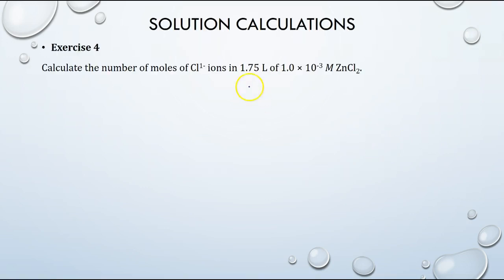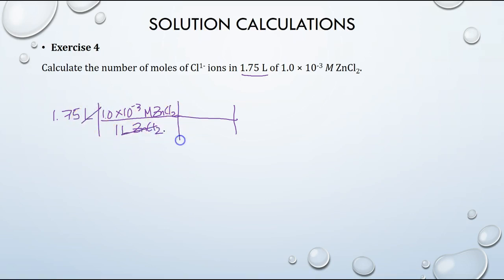So calculate the number of moles of Cl1 minus ions in 1.75 liters of 1 times 10 to the third molar ZnCl2. So where are we starting? We're starting with our given. Our given is right here. So we start with 1.75 liters. That's a good unit to start with. But we need number of moles. So we're going to start out with our molarity. So we have 1.0 times 10 to the negative third molar ZnCl2 over 1 liter of ZnCl2. Okay, so liters cancel out. There we go. So now that should be molarity, that should be moles.